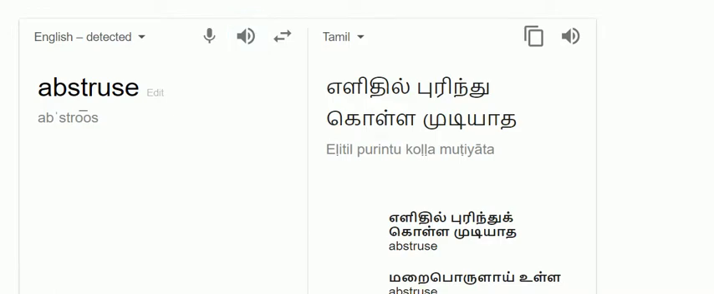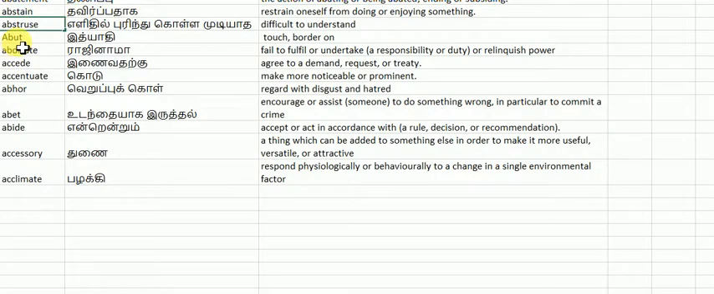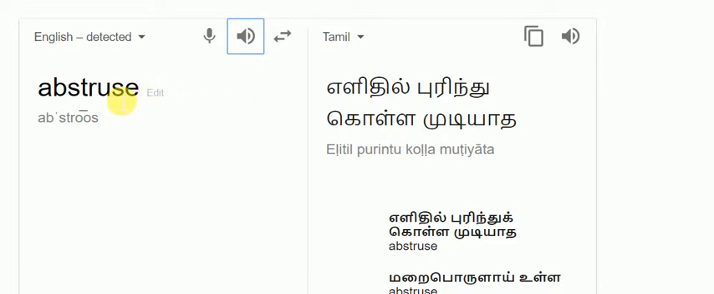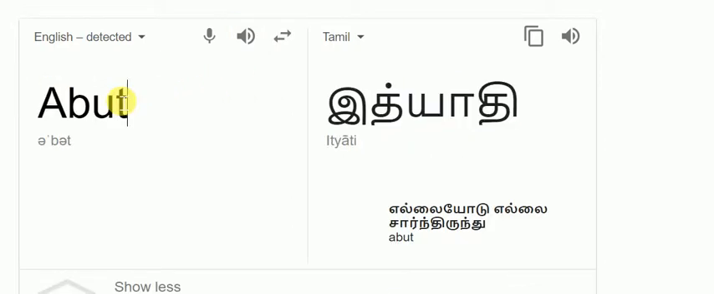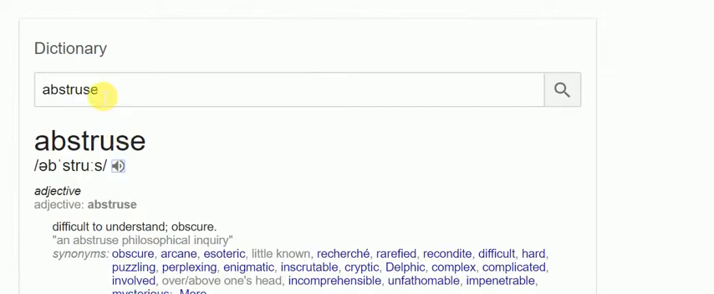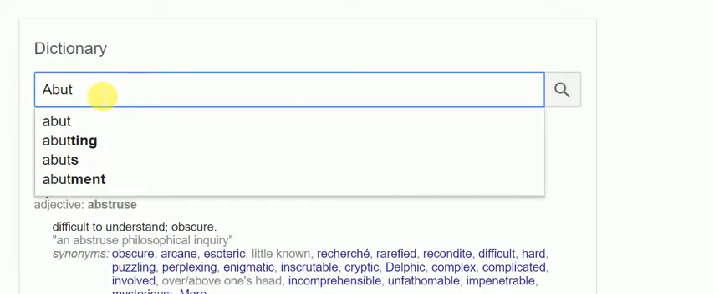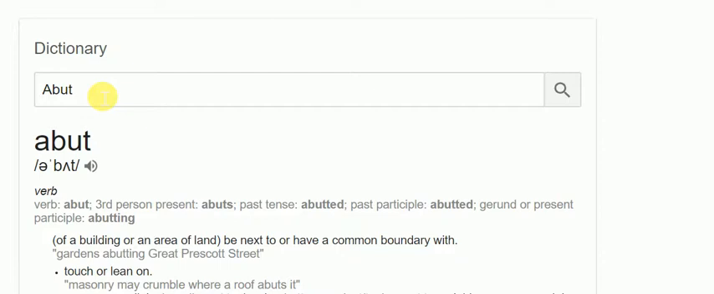So the second vocabulary we are going to see is... Each and every word is important, so be careful and practice in your daily communication. That will be very useful for you to remember these vocabularies. Okay, now the next one is abut.